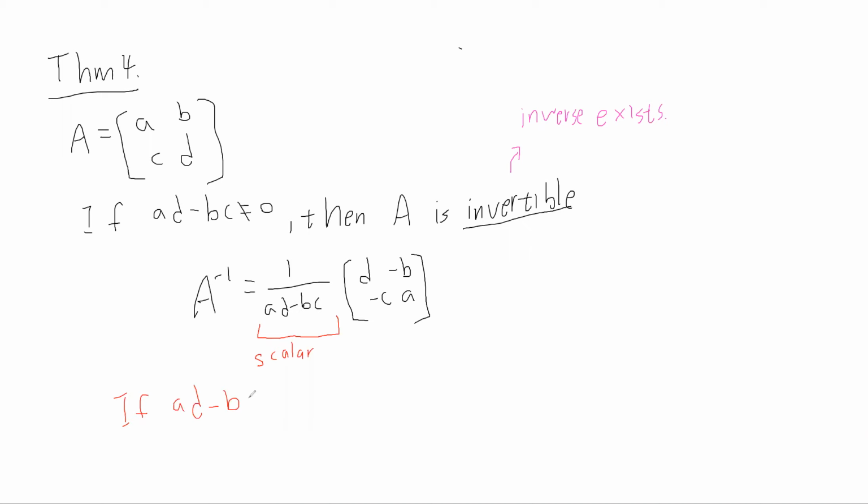And if AD minus BC is equal to 0, then we say that A is not invertible. That basically means that the inverse does not exist.